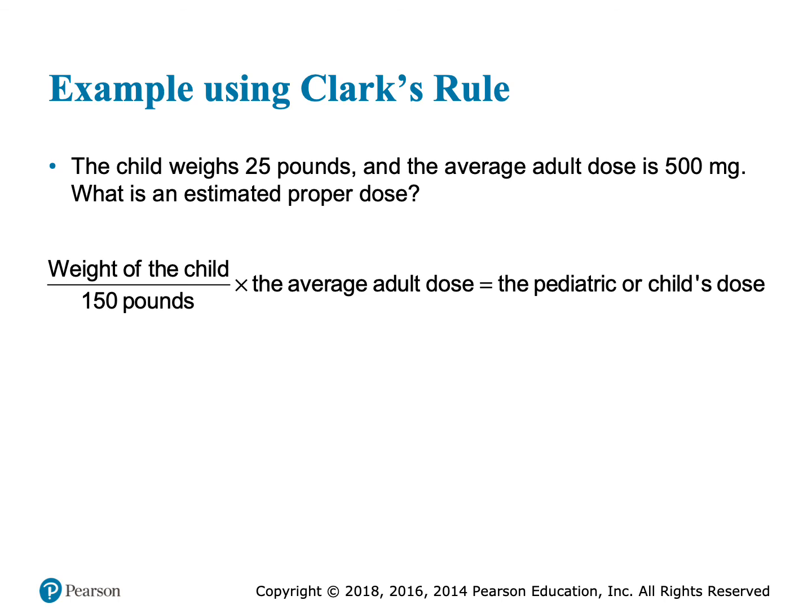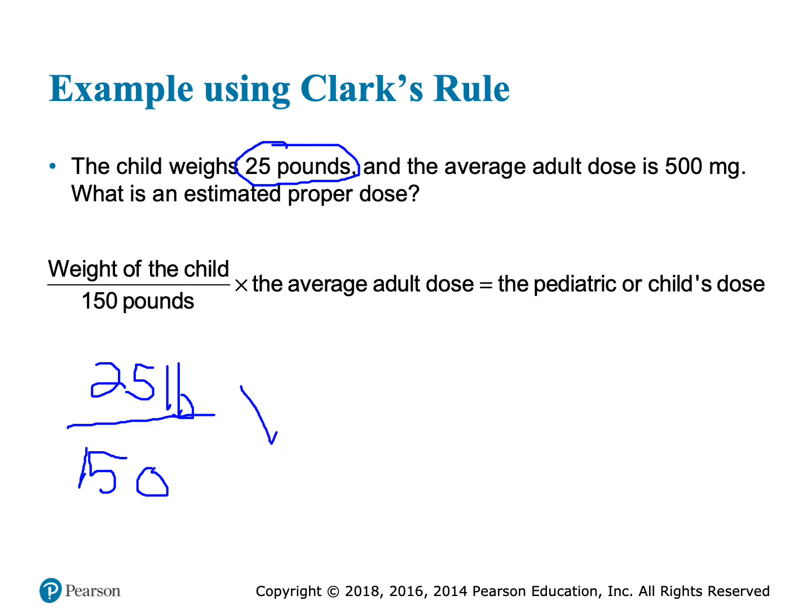So let's plug in the information for our formula. The weight of the child is 25 pounds, right? So 25 pounds, okay, and that is going to be set over 150 pounds. And then we're going to multiply that by the average adult dose, which it said is 500 milligrams. 500 milligrams. All right, and that's going to give us the dose.